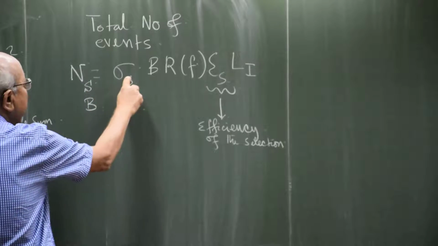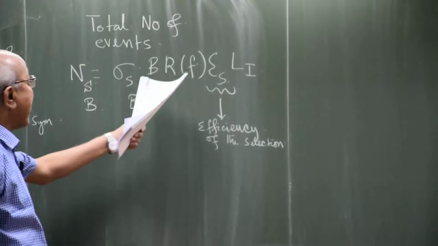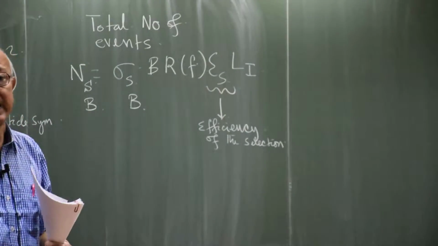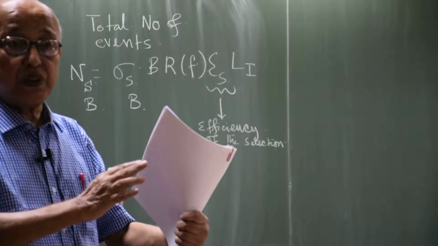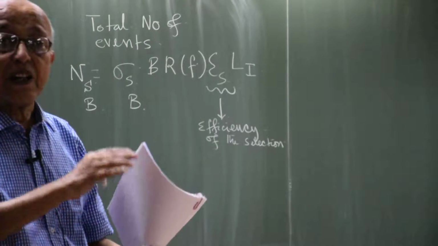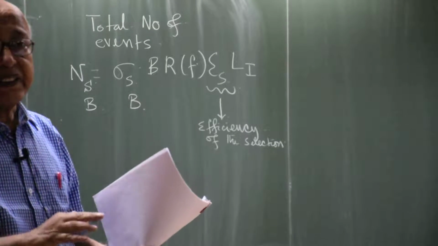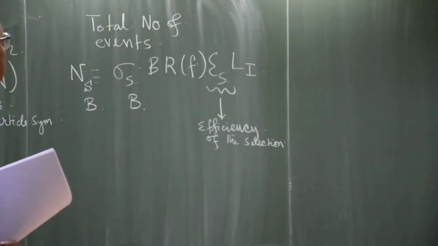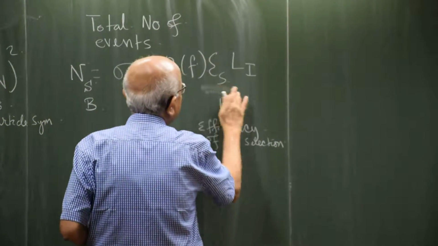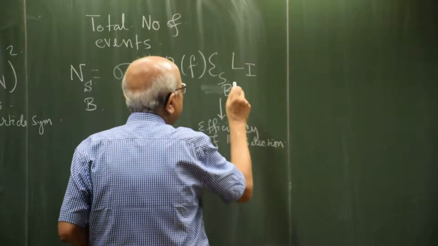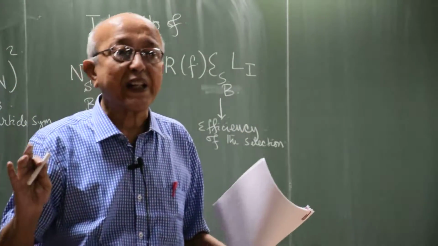So the number of background events will be the production cross section of the background, then the branching ratio to the same final state. That is, the standard model process, which is the background or noise, can also give you the same final state F. And then that probability, and then the efficiency of the background, using of course the same selection criteria, otherwise it doesn't make any sense.